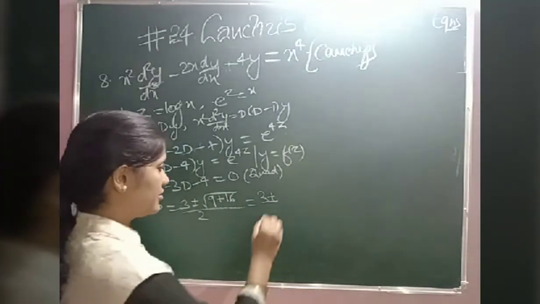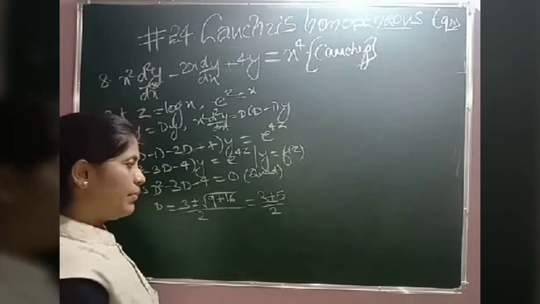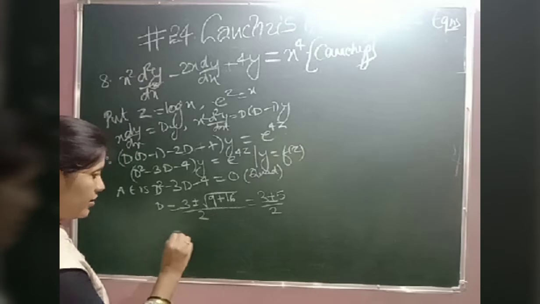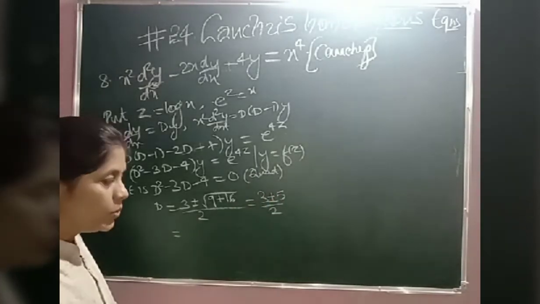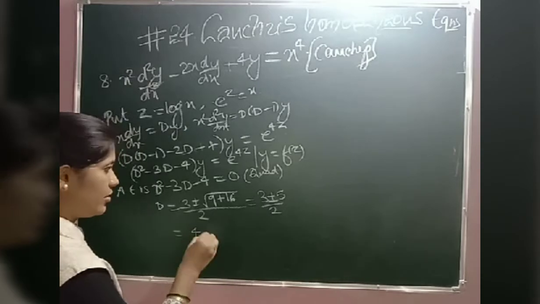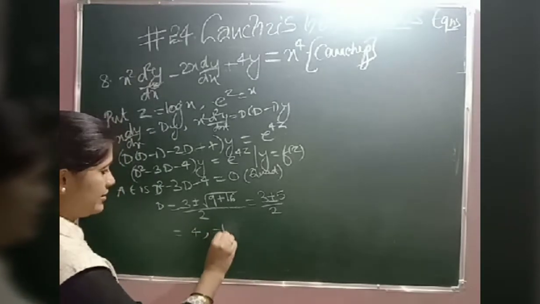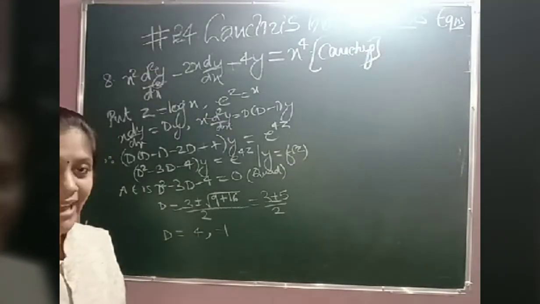Under root 25, that is nothing but (3 plus or minus 5) by 2. So what are the answers? This is nothing but 3 plus 5, 8 by 2, that is 4, and 3 minus 5, so minus 2 by 2 is minus 1. So D is minus 1 comma 4, right?